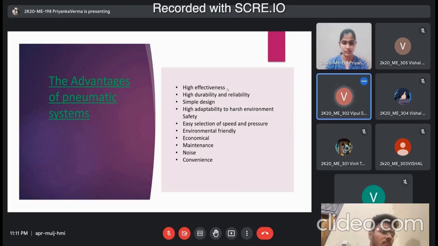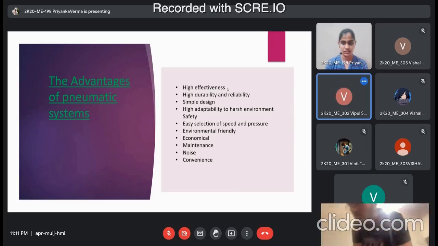The fourth one is high adaptability to harsh environments. Compared to the other systems, compressed air is less affected by high temperature, dust, corrosion, etc. The fifth one is safety. Pneumatic systems are safer than electromotive systems because they can work in inflammable environments without causing fire or explosions.